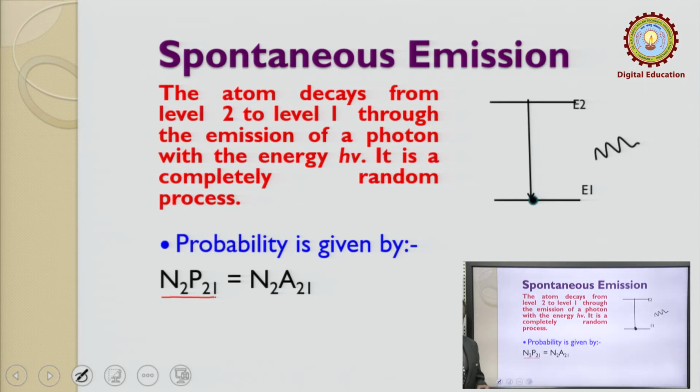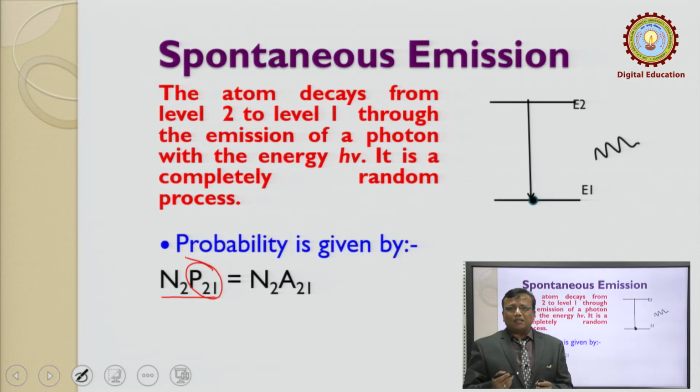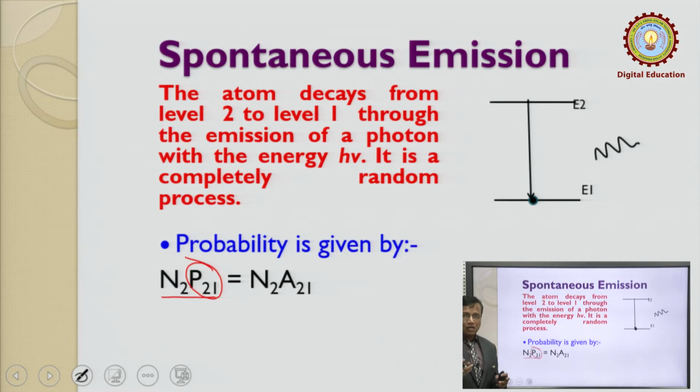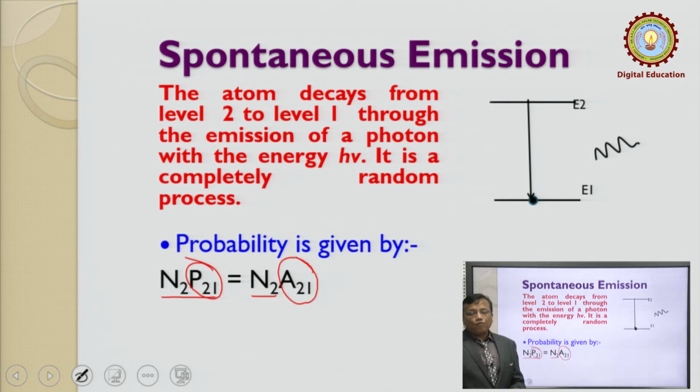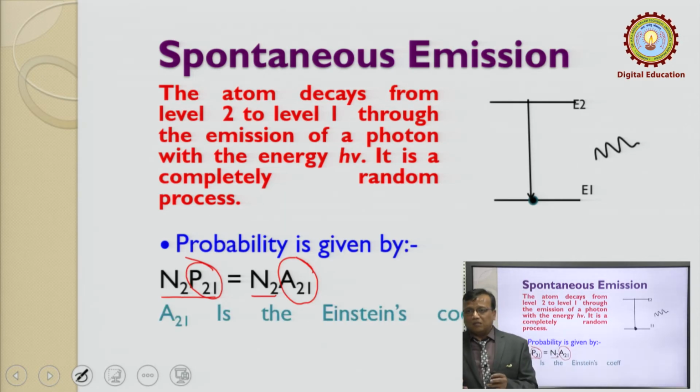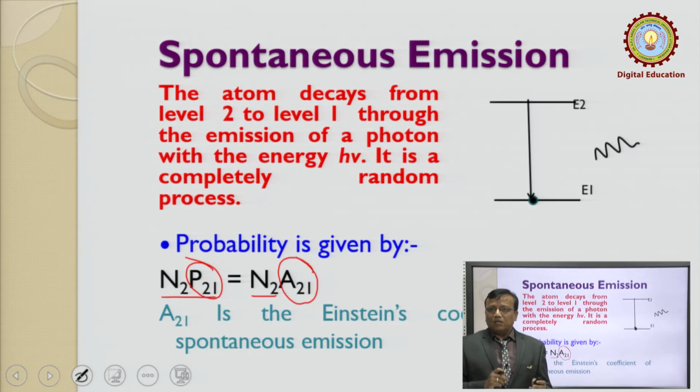N2 is the number of atoms in the excited state and P21 is the probability of depopulating the atoms from the excited state to the ground state. On what circumstances does it depend? It does not depend on the energy of the external source, because here no external energy is given to the atom, and all the process happens spontaneously. So it is equal to the number of atoms in the excited state times A21, which is the Einstein coefficient of spontaneous emission. So we have learned about induced absorption and spontaneous emission.